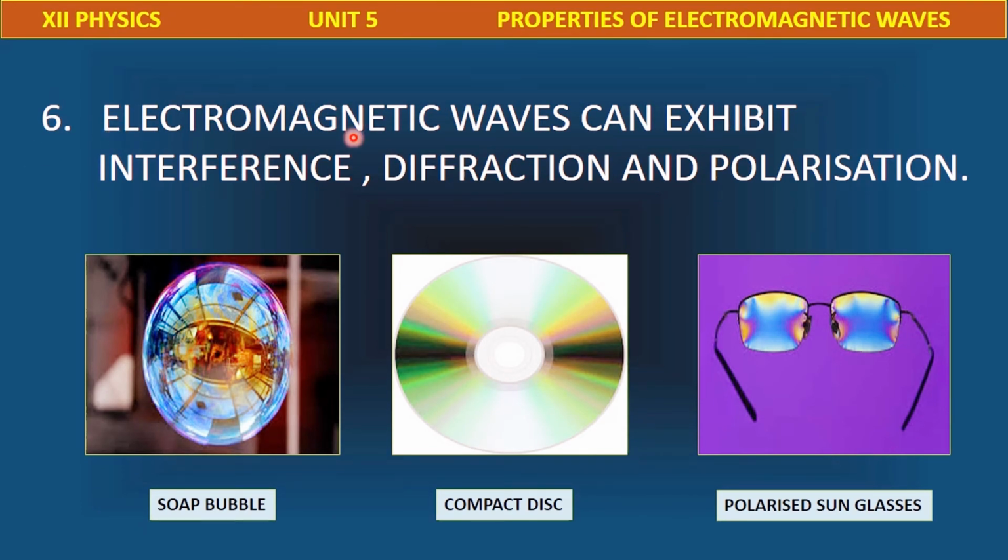Sixth point, electromagnetic waves can exhibit interference, diffraction and polarization. You will study about these three phenomena in volume 2. The interference of light is observed in the soap bubble. The diffraction of light is observed in compact disc and polarization is used to form polarized sunglasses.